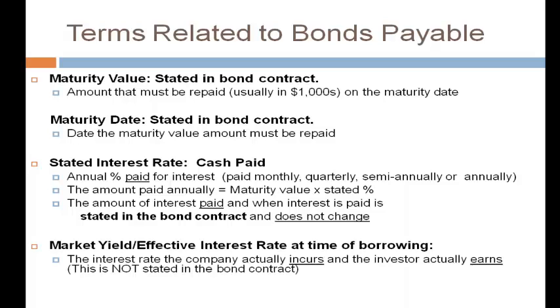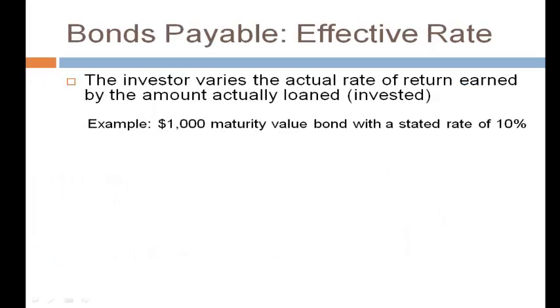The market rate is not stated in the bond contract. It is the rate that an investor who loans the money earns over the life of the bond payable. The market rate is set for the borrower and the investor at the time the funds are borrowed. The market rate and the stated rate are often different rates because the market rate fluctuates daily with changes in the economy and risk. There is often a time delay between when the bond contract is established and when the money is actually exchanged between the borrower and the investor.